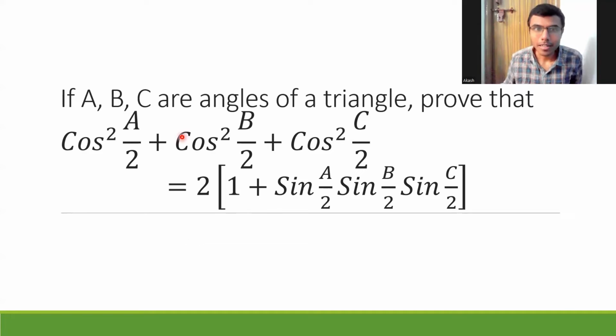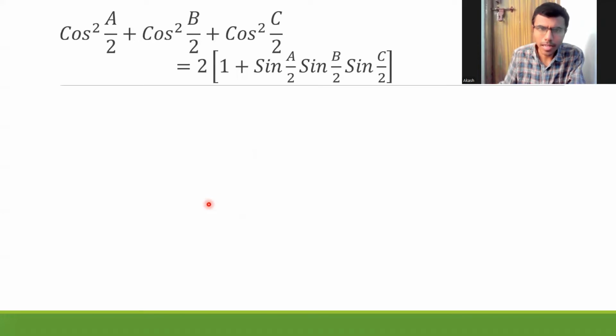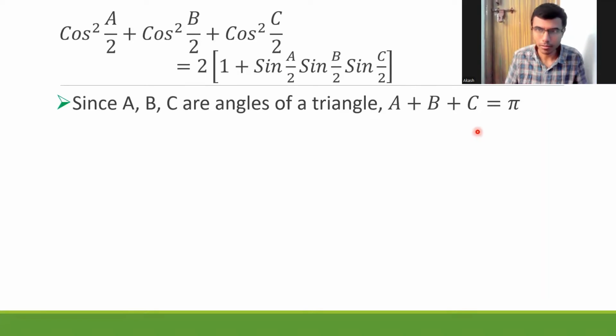Hello learners. Now let us see how to prove that cos square A by 2 plus cos square B by 2 plus cos square C by 2 is equal to 2 times this, if it is given that A, B, C are angles of a triangle. Now since A, B, C are angles of a triangle, A plus B plus C is nothing but equal to pi.